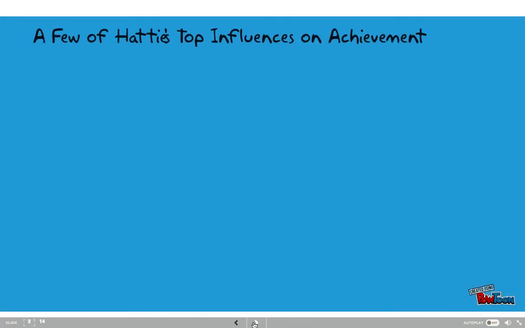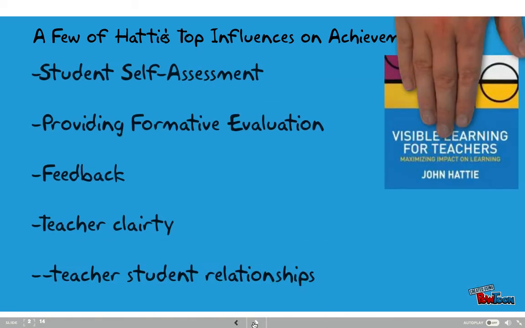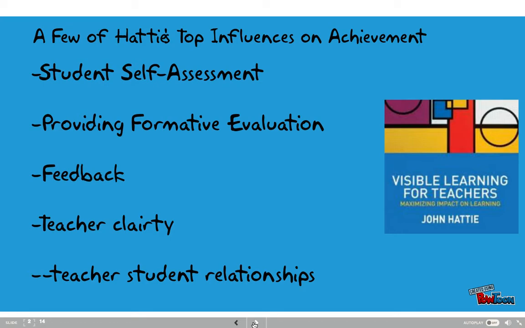So I'm going to take you back to some previous learning, a few of Hattie's top influences on achievement. If you remember, when we first got started in this course, we talked a lot about what has the greatest impact on students' learning from a book called Visible Learning for Teachers, Maximizing Impact on Learning by John Hattie. So if you recall, a few of Hattie's top influences on achievement were student self-assessment, providing formative evaluations, so that's teachers being evaluated on their ability to produce learning, feedback, that is feedback teachers provide to students that's actionable and fair, accurate, specific, and timely.